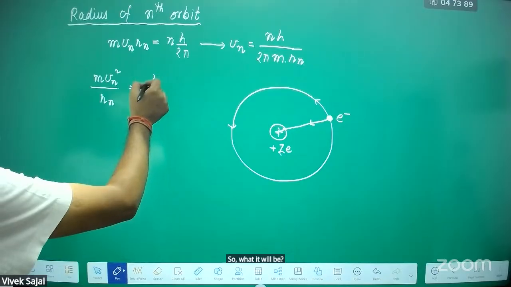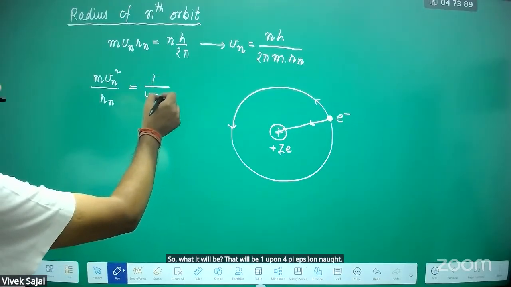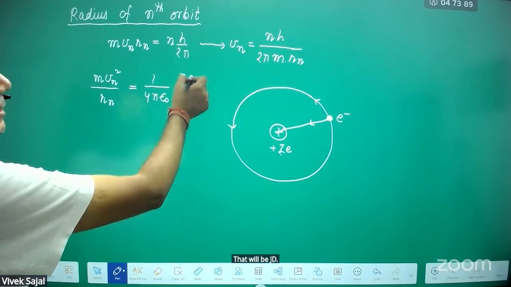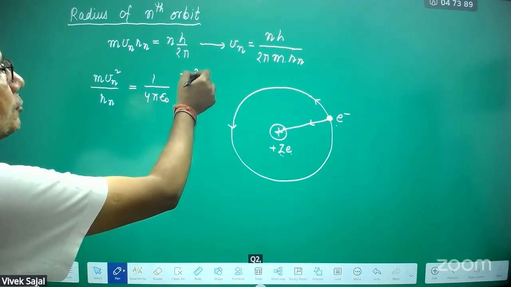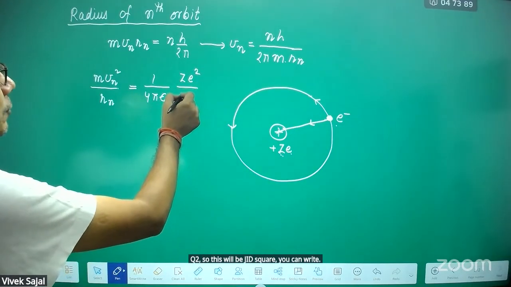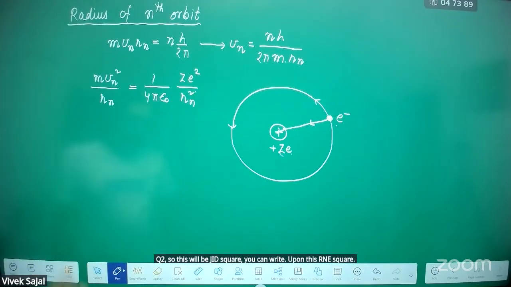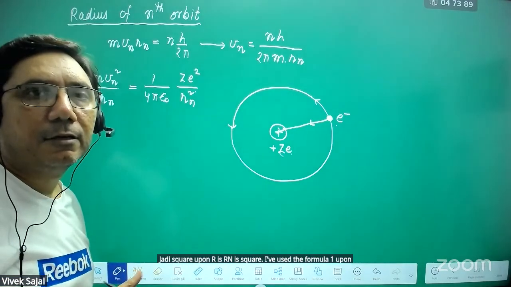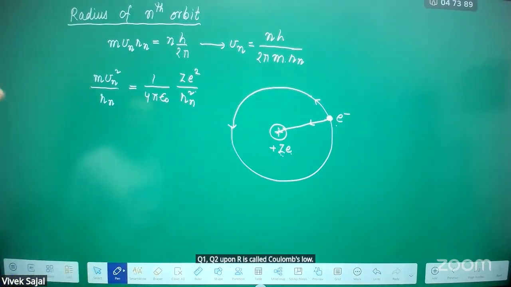So what it will be? That will be 1 upon 4 pi epsilon naught, Ze into e, this is Q1 Q2, so this will be Ze square upon Rn square. I have used the formula 1 upon 4 pi epsilon naught Q1 Q2 upon R square, Coulomb's law.